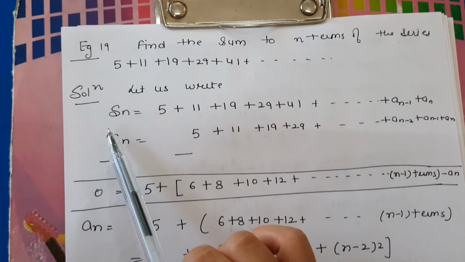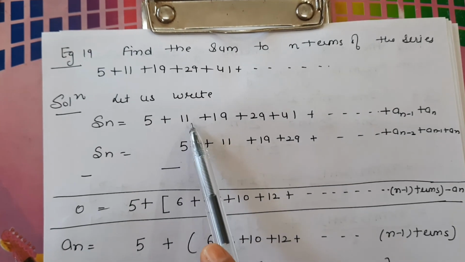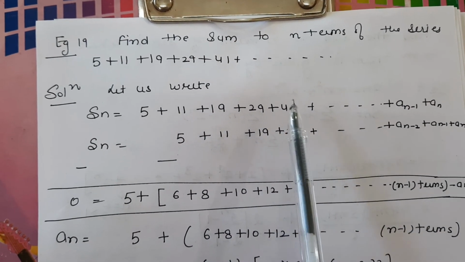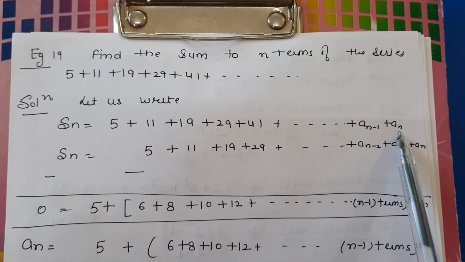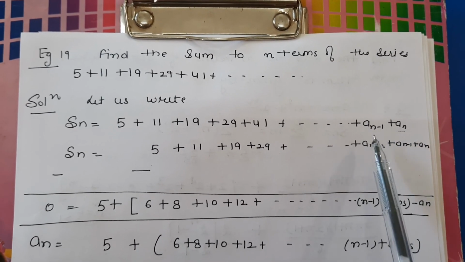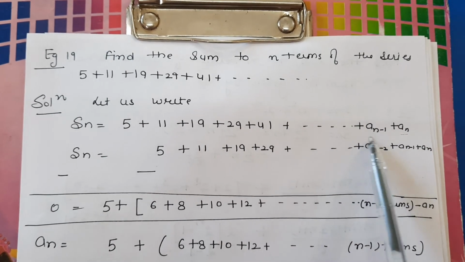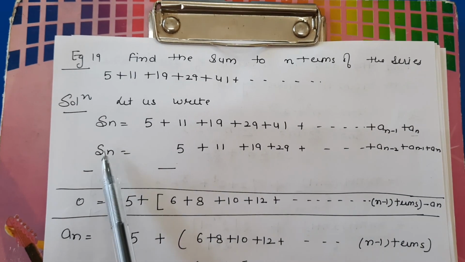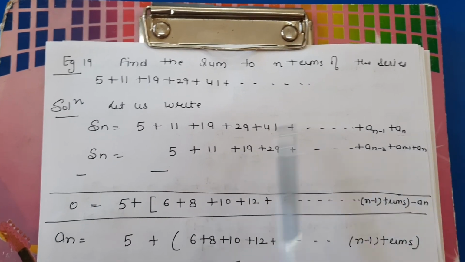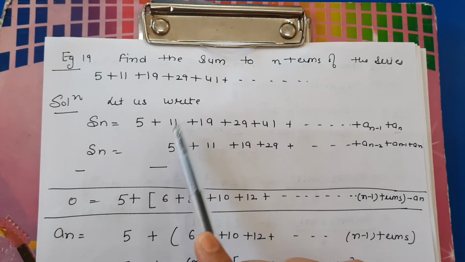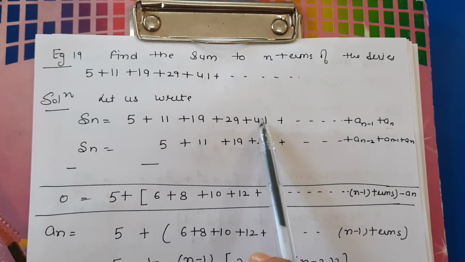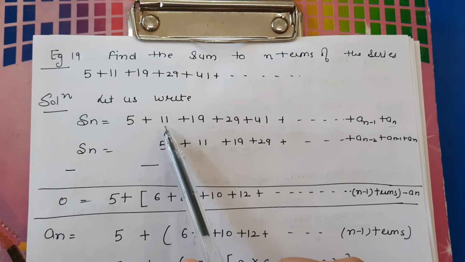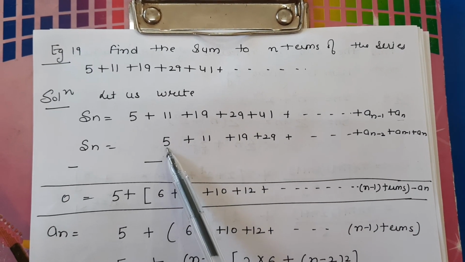Let us write your sum as 5 plus 11 plus 19 plus 29 plus 41 up to so on. We are finding the sum of n terms. So last term will be nth and the second last term will be n minus 1th term. Again write your Sn. Now shift one position of all the terms. Here I have written 5, then 11, then 19, then 41. That means this is second term. So here I have written the first term.